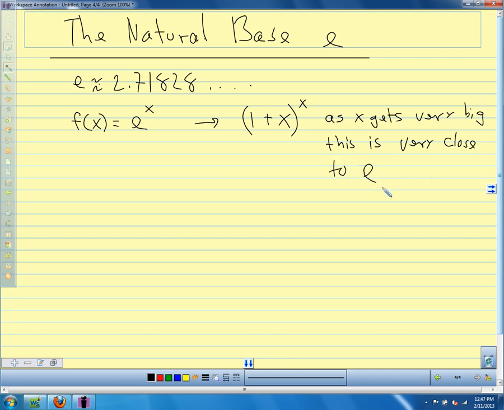So you could think of e as an asymptote. When we talk about it in calculus, we call it a limit. So e is the limit of this function. It never actually gets there, but it gets very close. And this comes about from the compound interest formula that we'll talk about in just a minute. So we call e to the x the natural exponential function, and e is our natural base.